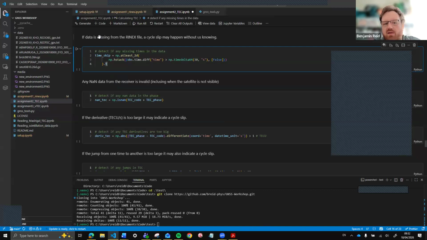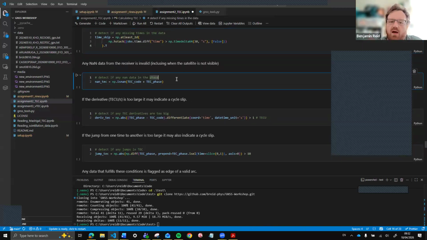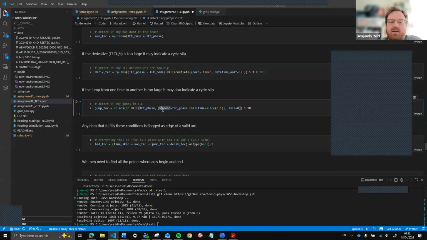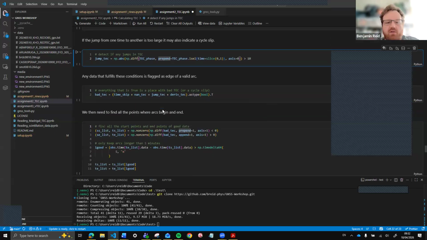Essentially, this is a bunch of steps. Basically, we look for things that we think will cause a break in the arc. If the whole RINEX file is missing data, we'll treat that like a cycle slip. If there's NaN data, not a number, then either the satellite is not visible or something else went wrong. That's a break in an arc. If the derivative is too large, that might be a cycle slip, so we'll flag that. If the jump from one time step to another is too large, that could also be a cycle slip, so we'll flag all of those.